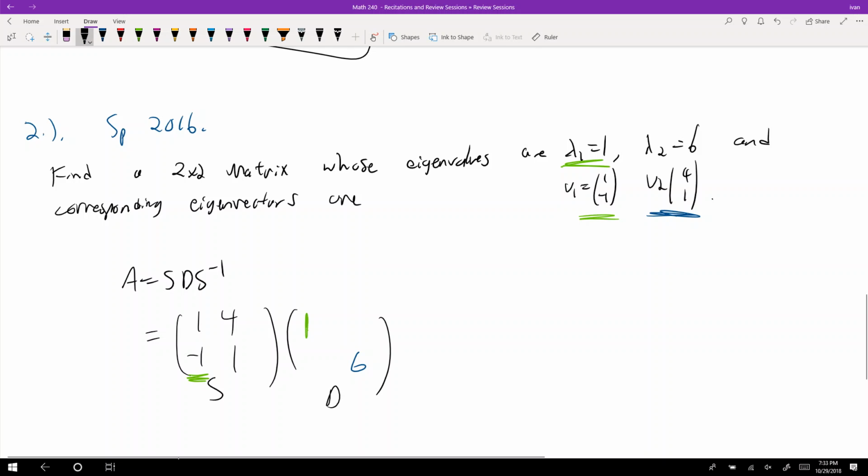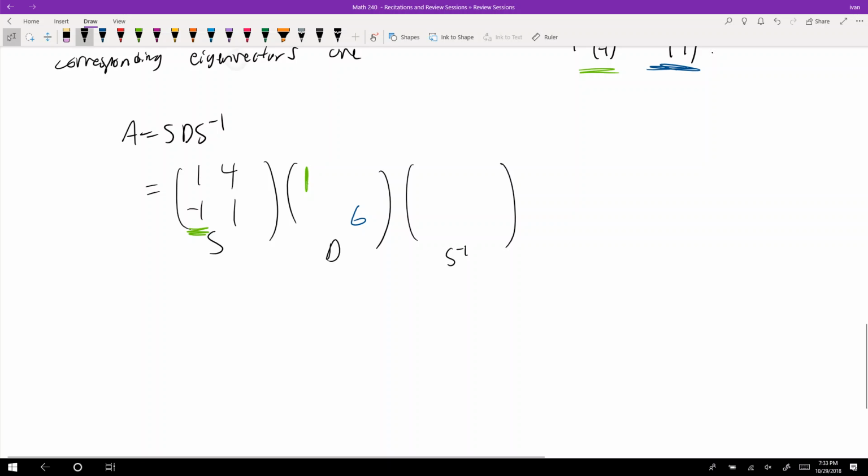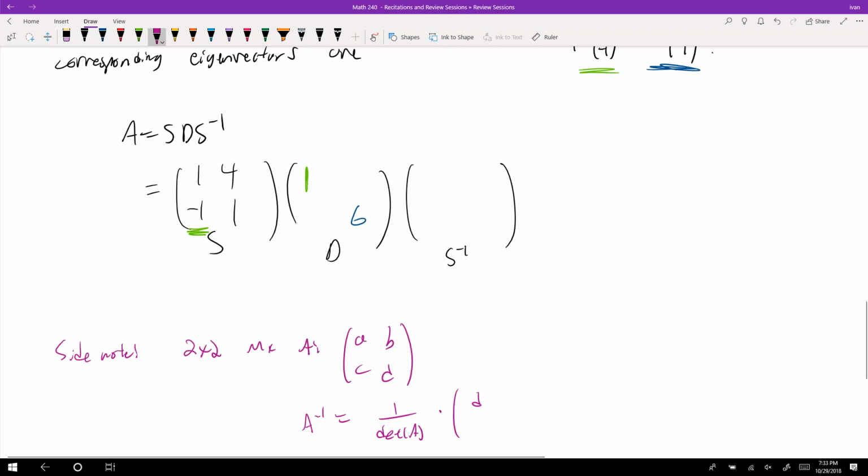Okay, so the only really annoying part of this problem is to find S inverse, but it's actually not that bad. Since it's a 2x2, there's a shortcut, and this is the only shortcut available for a 2x2. So here's a side note. For a 2x2 matrix A, if it's (a, b, c, d), A inverse is equal to 1 over the determinant of A times (d, -b, -c, a). So you flip the main diagonal and you take negatives of the off diagonal.